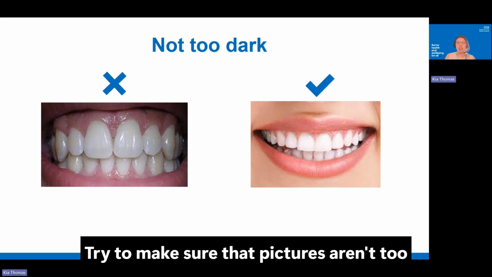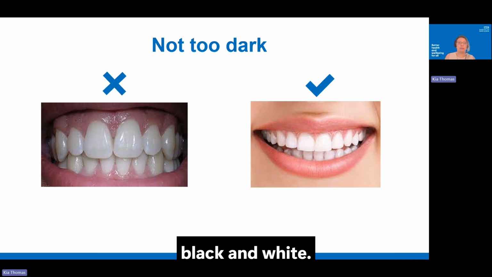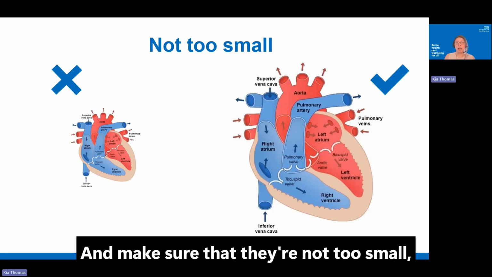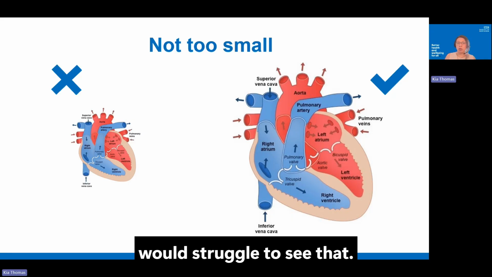Try to make sure that pictures aren't too dark, because dark pictures won't show up well if you have to print them out in black and white. And make sure that they're not too small, particularly if they've got labels or text on them. The writing on this first image is really tiny, and I think people would struggle to see that.